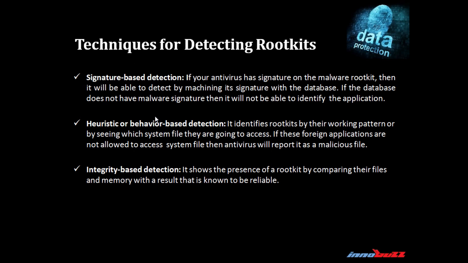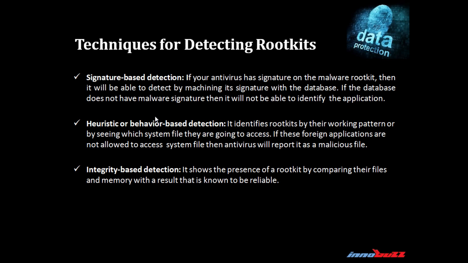Now it is important to understand the various methods employed by software solutions nowadays in order to detect rootkits. The first method is signature based detection. If your antivirus has a signature for the rootkit malware, then it will be able to detect it by matching its signature with the database. If the database does not have the malware signature, then it will not be able to identify the application.